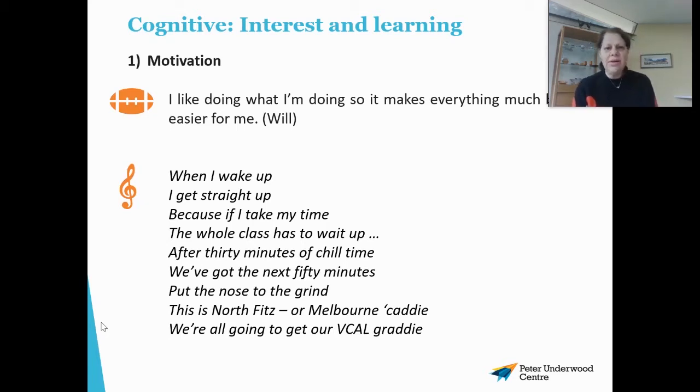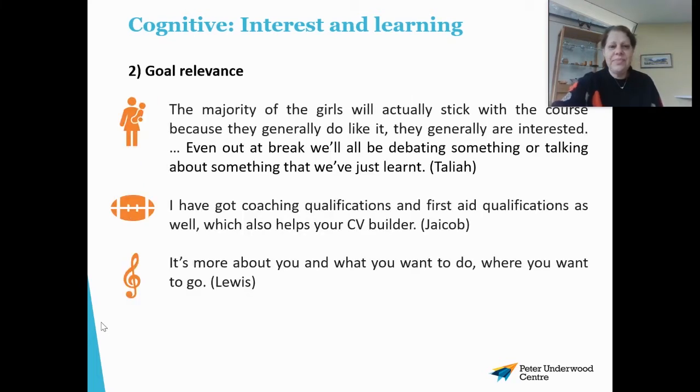So for Will, it was about everything being easier and better because he likes what he's doing. And in terms of those rap lyrics that we've just heard, it talks about the motivation to get straight up out of bed and to put their nose to the grind.